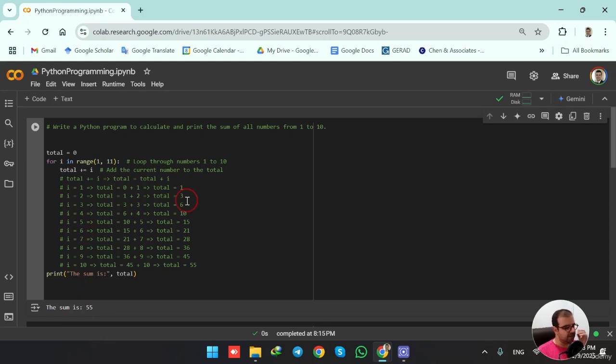So basically, in this code, we are iterating over values for i between 1 and 10. We are looping through numbers 1 to 10, and we are calculating and adding the current number to the total. So total initially equals 0. In the first iteration, we add i equals 1, so total is now 1. Then i equals 2, 2 plus that previous 1. Then i equals 3, 3 plus the previous total, 3.